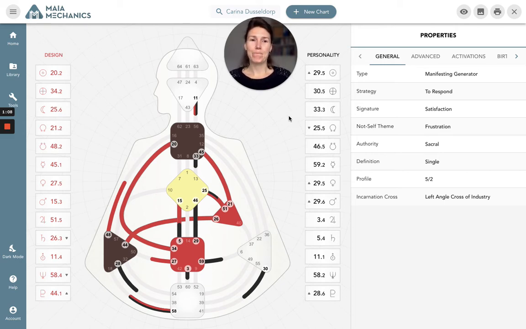So I wanted to go into the basics, so the surface level of what it is that you're looking at. So here's my design, and yours will probably look different, even though some of the centers might be colored in the same way. Still, on a deeper level, every chart, every design is different. So that's good to understand, to keep in mind.